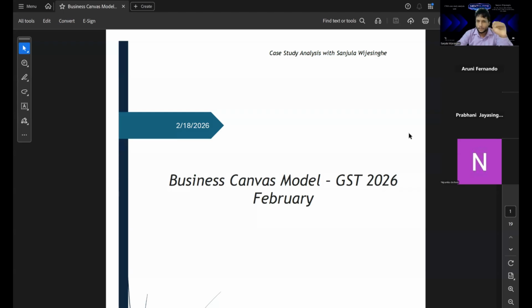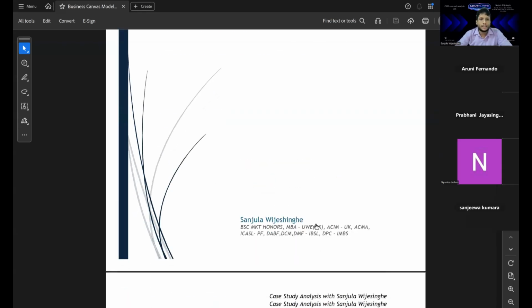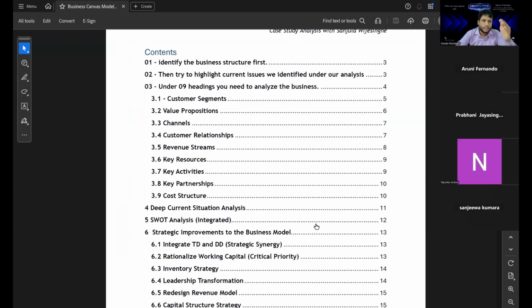Now, in this CMA case study program, with the 14 hours of discussion, we are going to discuss the business canvas model for the February 2026 exam. We will go through our analysis. Even though this looks like a lengthy discussion, it is not, because I have categorized everything under various topics so that you can understand it easily.